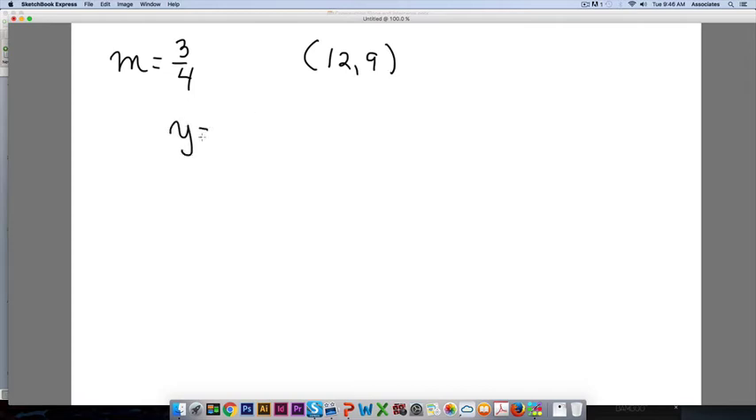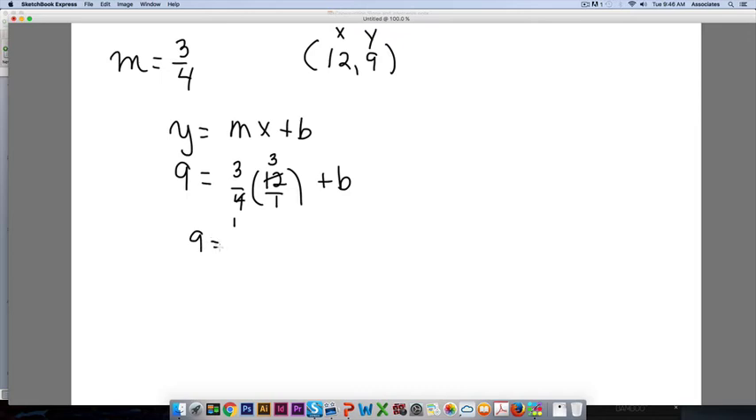Here's my formula. Y equals mx plus b. This is x. This is y. I'm just going to plug it in. So 9 equals, my slope is 3/4, my x is 12, plus b. Remember, when you multiply fractions, you make them both fractions. 4 goes into 4 once, 4 goes into 12 three times. So I get 9 equals 9 plus b. Subtract 9 from both sides. So 0 equals b. So the y-intercept is 0.